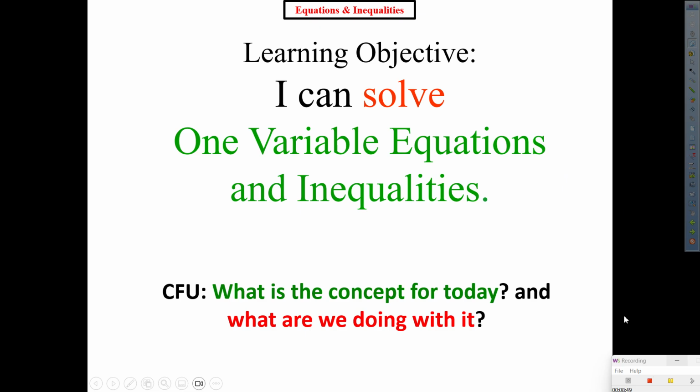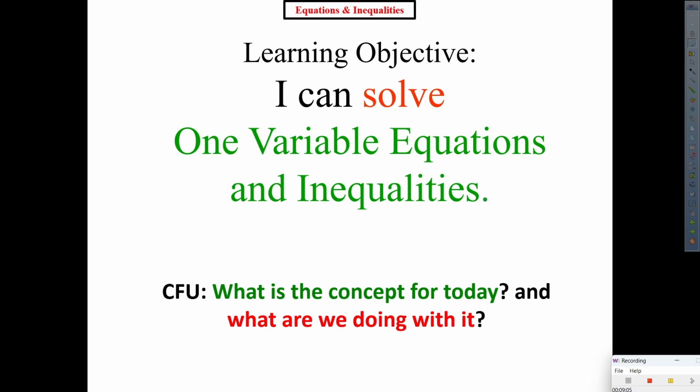All right, get a Cornell note, please. You don't need a Frayer model. All right, here we go. So by now you wrote your objective at the bottom left of your notes, and once again, we don't need a Frayer model. We don't need the big box at the top. So here it goes. It says, I can solve one variable equations and inequalities.